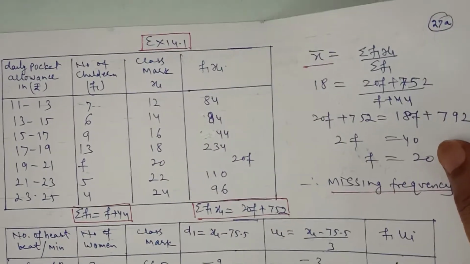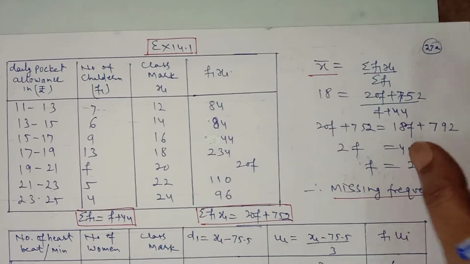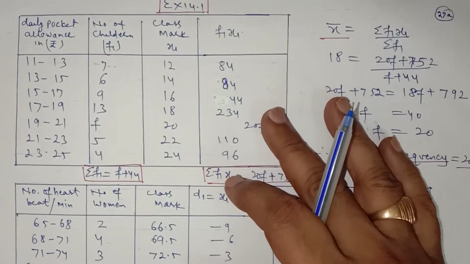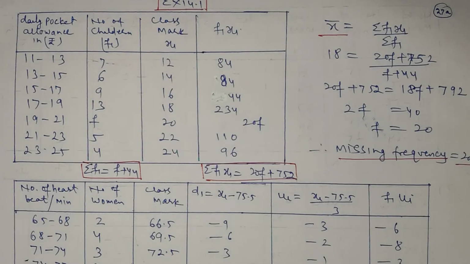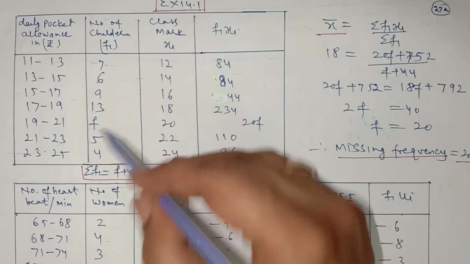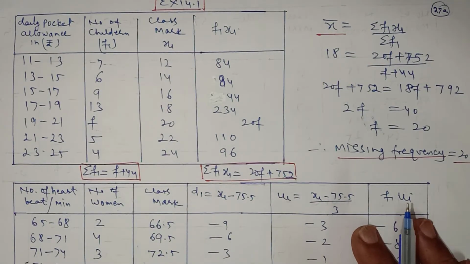Now let us take question number 3 of this Exercise 14.1. Read the question from your book. It is given that the daily pocket allowance of the children and the number of children are given, and you have to find the unknown frequency of this data, if it is given that the mean is 18.